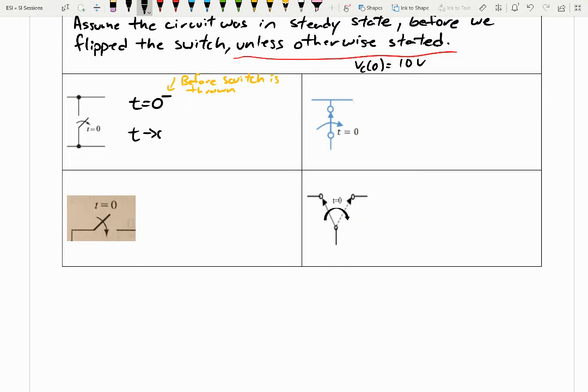And then as time goes to infinity, you get that idea. Okay. So looking at this one here, we see that this arrowhead is pointing this way. It says at time initial, we did this. So our switch is over here.